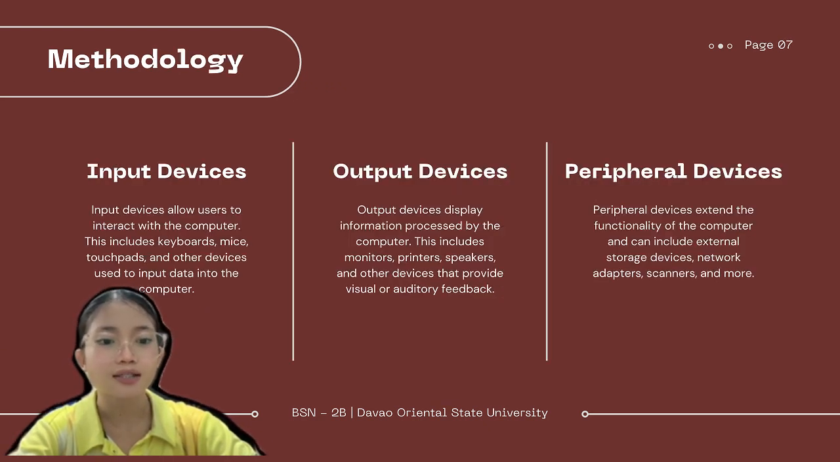The input devices allow users to interact with the computer. This includes keyboard, mouse, touchpads, and other devices used to input data into the computer. The output devices display information processed by a computer. This includes monitors, printers, speakers, and other devices that provide visual or auditory feedback. The peripheral devices extend the functionality of the computer and can include external storage devices, network adapters, scanners, and more.